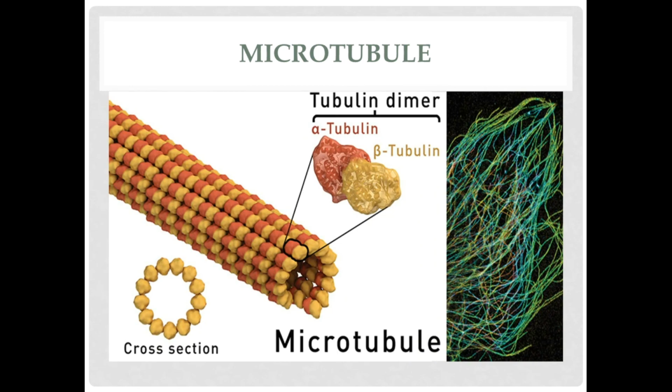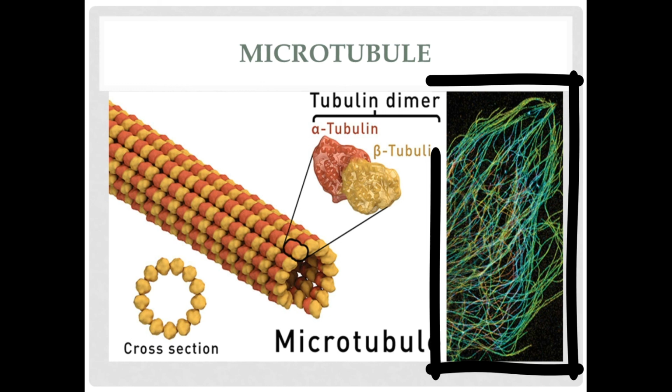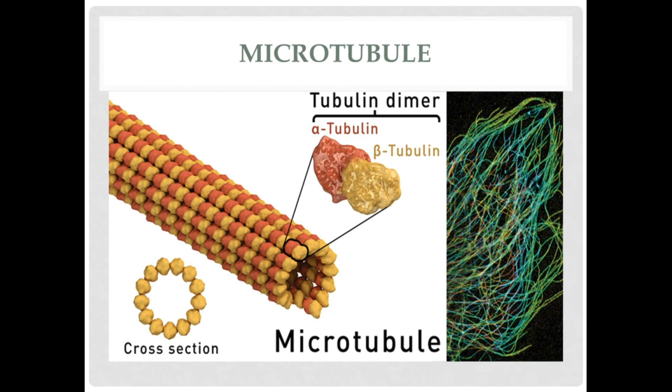Let's look at microtubules. Microtubules are microscopic hollow tubes made of proteins alpha and beta tubulin that are part of the cell's cytoskeleton, a network of protein filaments that extend throughout the cell to give shape and keep organelles in place. They are the largest structures in the cytoskeleton at about 24 nanometers thick.